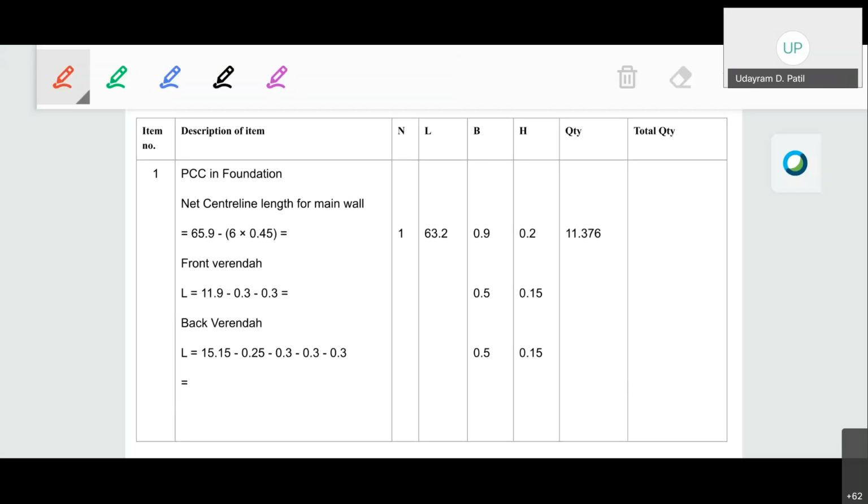So the length is 11.3. Okay, 0.3, 0.3, that's 0.6. So 11.9 minus 0.6 will give us 11.3. Then 15.15 minus 0.25 minus 0.3 minus 0.3 minus 0.3 will give us the length as 14 meter. So for the front veranda the net center line length is 11.3 meter and for the back veranda, the net centerline length is 14 meter.